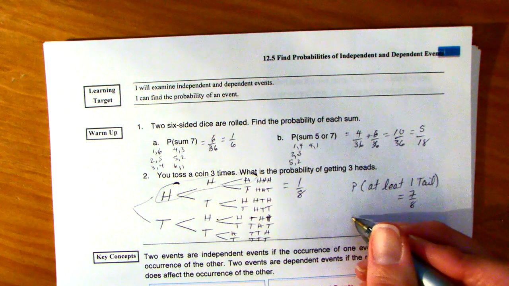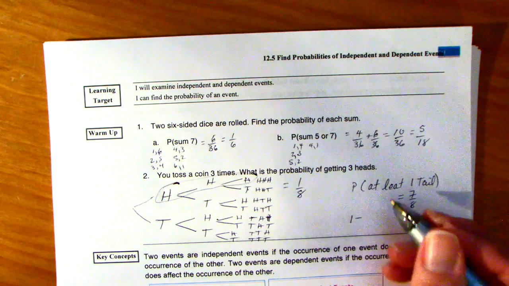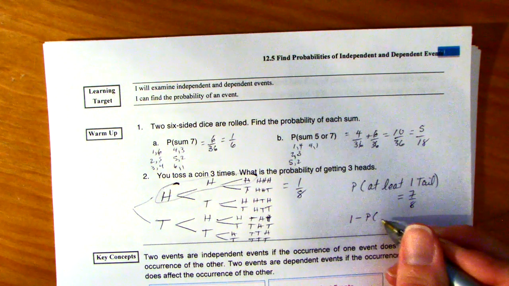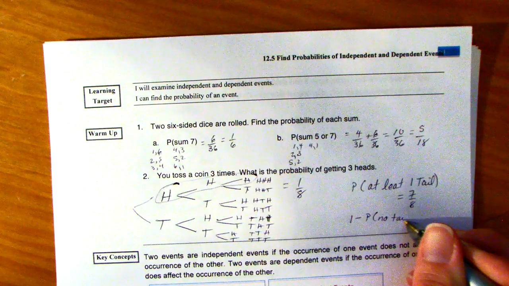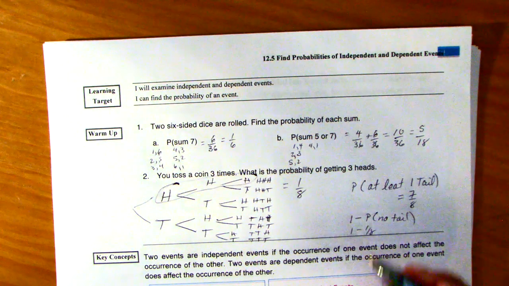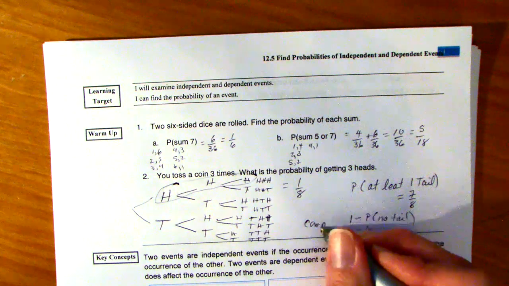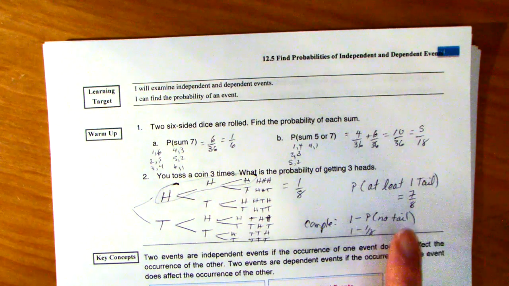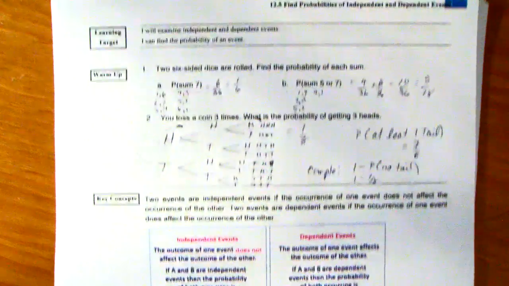It would have been a lot easier to do 1 minus its complement, which is 1 minus the probability of no tails. So 1 minus 1/8. So the complement. Remember, I told you complements will pop up a lot. So, okay, here we go.